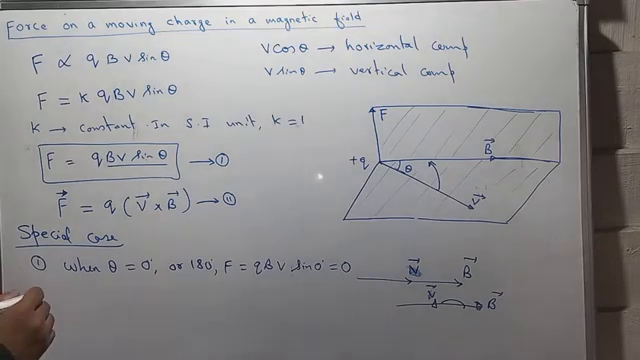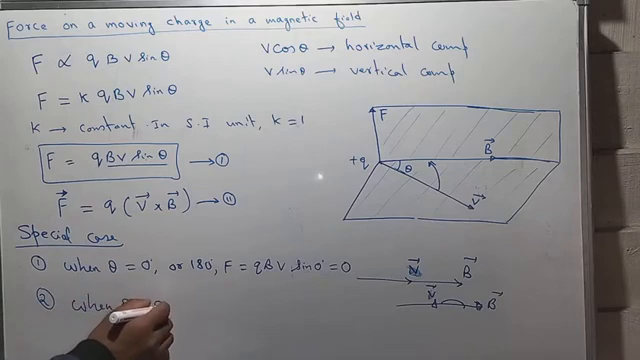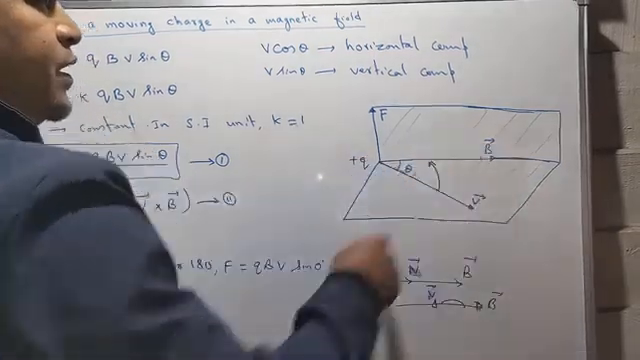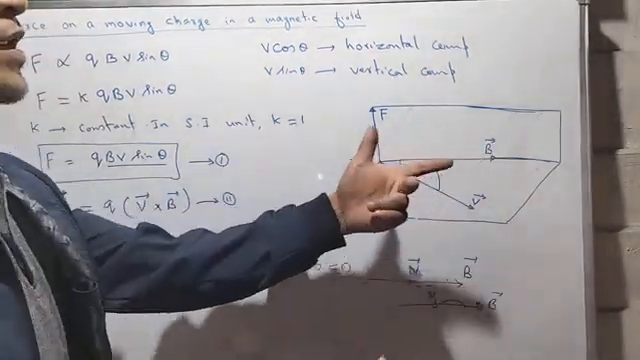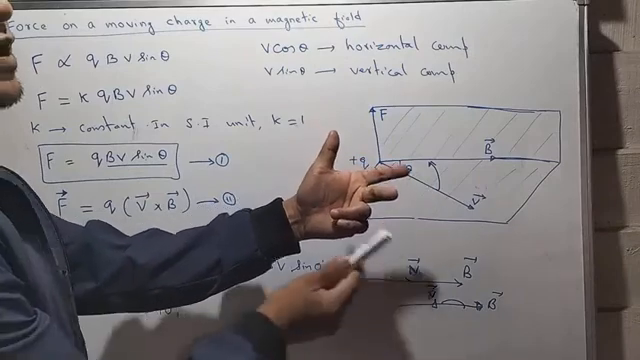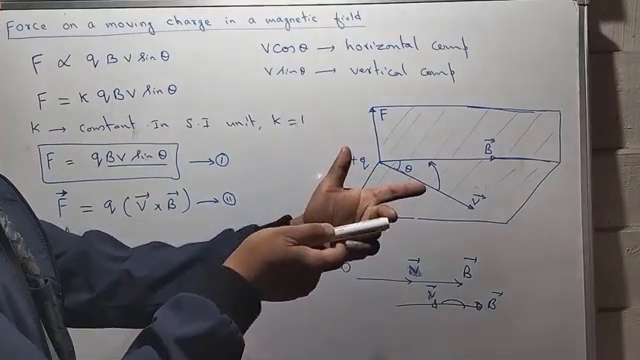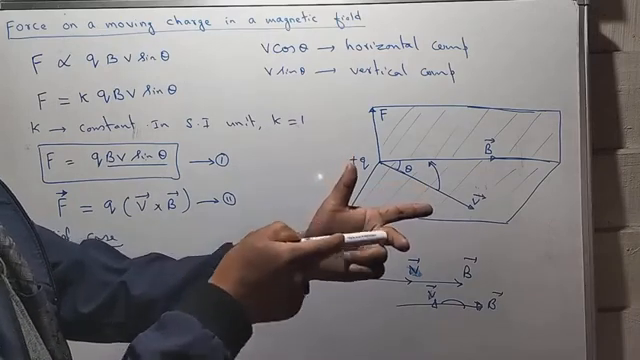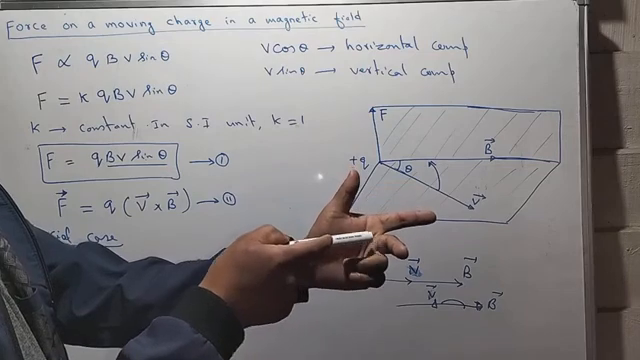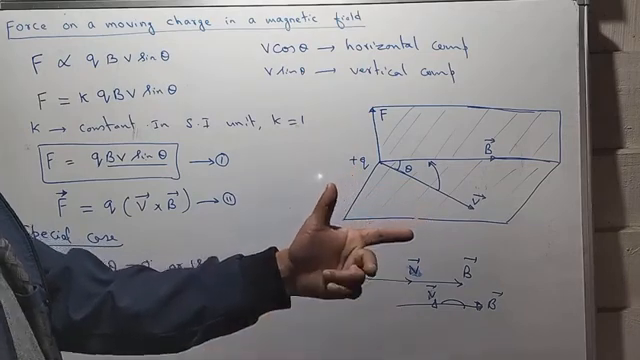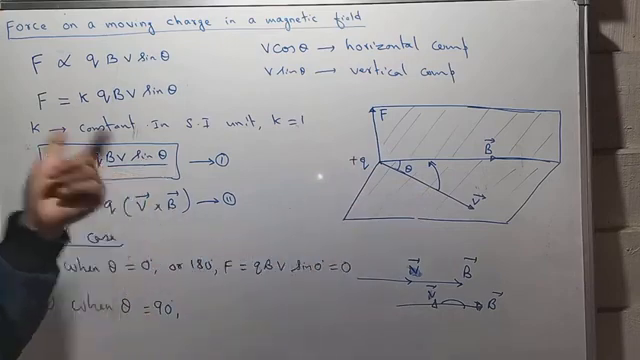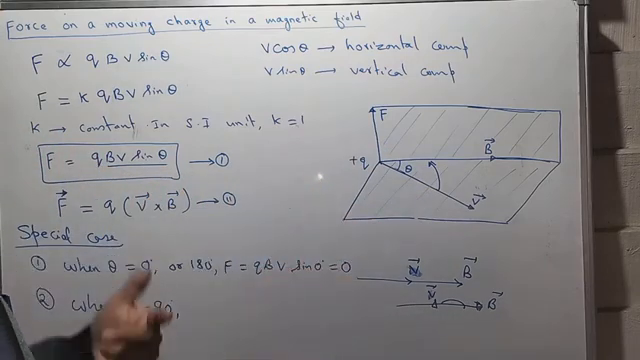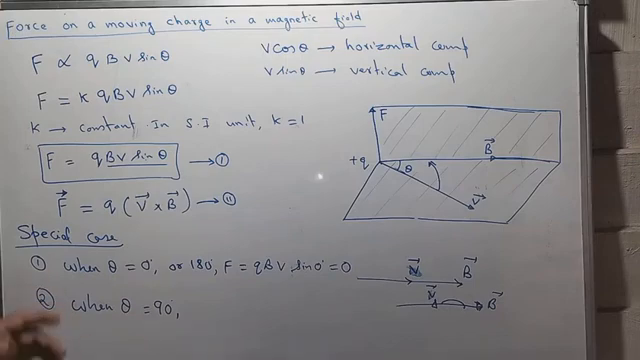Okay. Second case, when theta is equal to 90 degree. That means if this is the magnetic field, and this is the direction of the moving charge, so when the field and the velocity are perpendicular to each other, what will happen to the magnetic force? Whether the charge will experience any force or not. So let us see here.